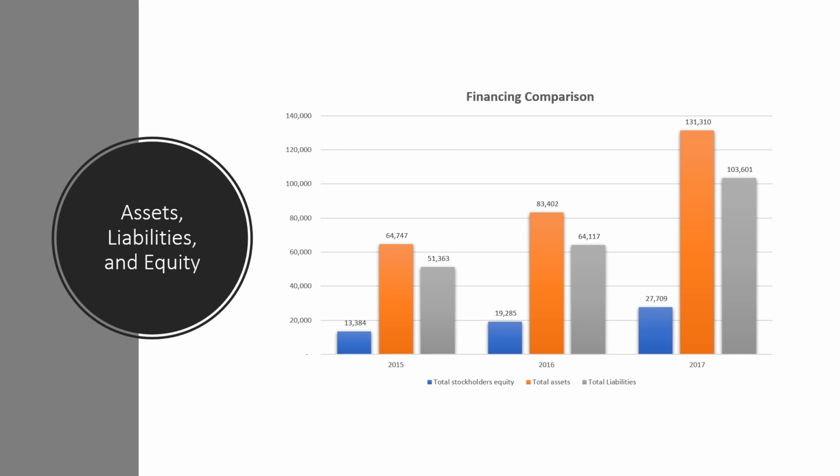Now, when we look at the assets, the liabilities, and equities, and we put them together, we can see a few things. First is that they are all increasing. There's an increase across the board. And like I said, there was a larger jump from 2016 to 17 than there was from 15 to 16.